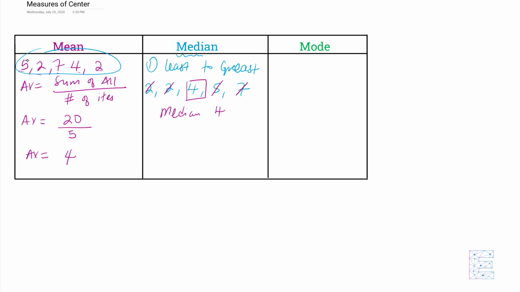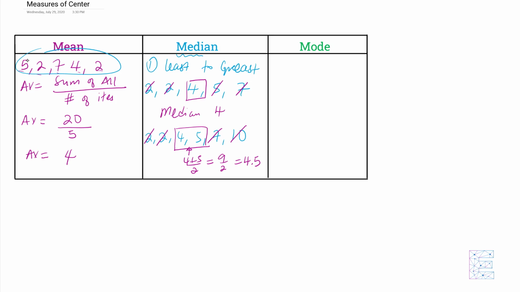But what if we had an even number of items? So let's say we had, I'm going to repeat, 2, 2, 4, 5, 7, and I'm just going to add another one. Say we have a 10. So to find the median when you have an even number of items, once again crossing one to the left and one to the right, we have two numbers in the middle. To find the median, you average those two numbers, find their mean. So 4 plus 5 divided by 2, which is 9 divided by 2. So the median would be 4.5.